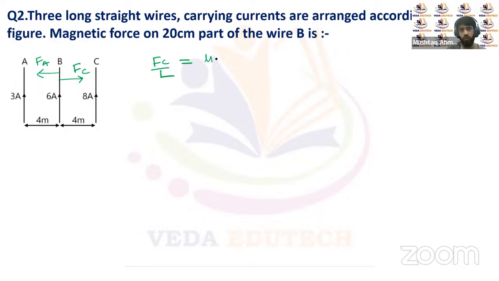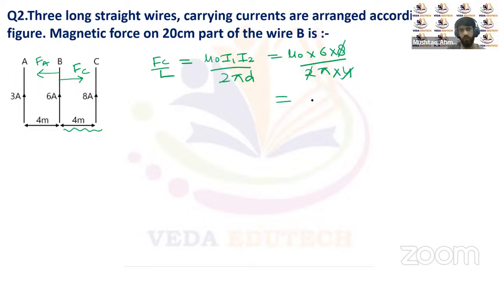equal to mu naught I1 I2 upon 2 pi d. The separation between the wires B and C is given as 4 meters. We can substitute the values of current. I1 is given as 6 and I2 is 8, upon 2 pi multiplied by the separation between the two wires, that is given as 4. So from here, the 8 and 4 multiplied by 2 will get cancelled. So it will be 6 mu naught upon pi. This is the attractive force because of wire C on the wire B.